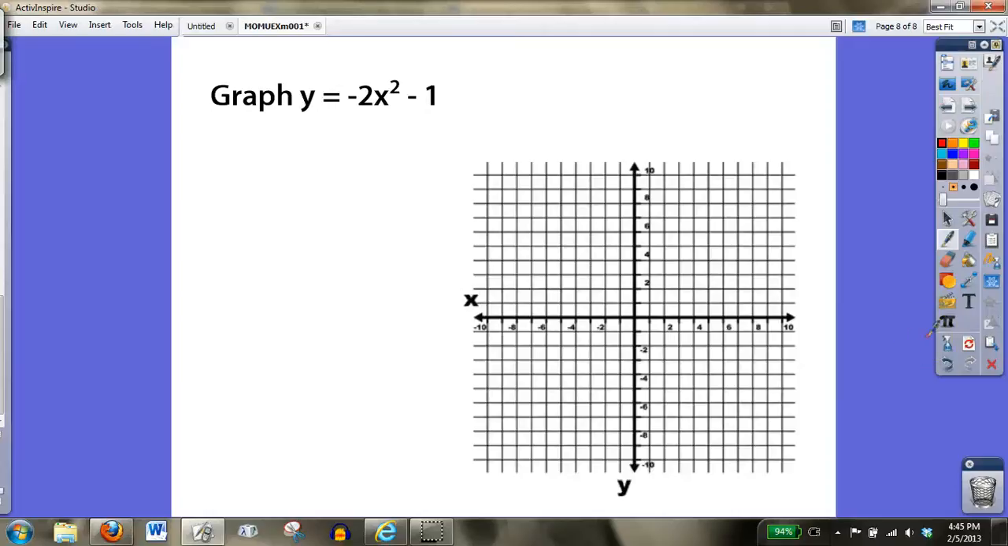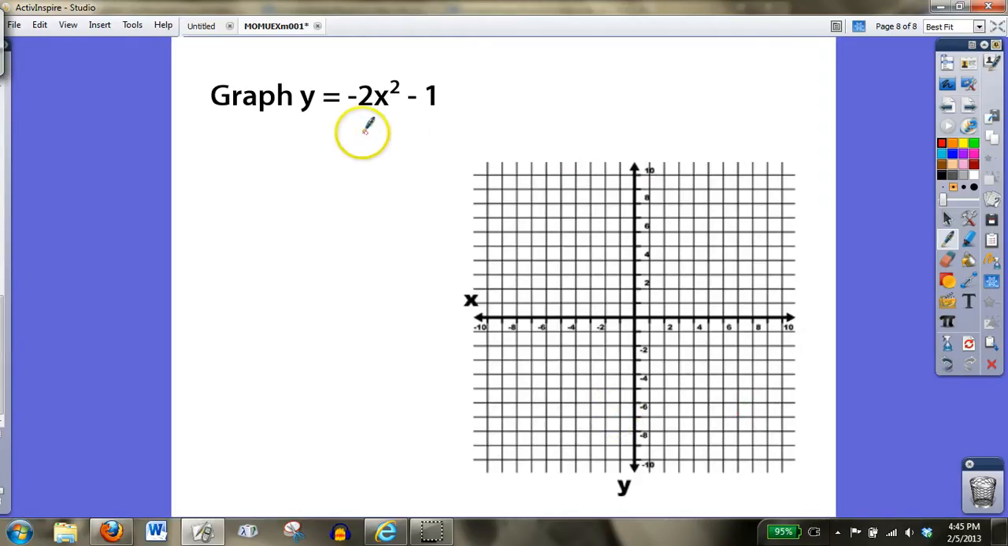Alright, so let's finally get to the actual pencil and paper of graphing parabolas. In this case, we're going to take this quadratic function, y equals negative 2x minus 1, and we're going to graph our parabola here. And although we can kind of predict what we're going to get, we still don't have enough information to just graph this automatically.